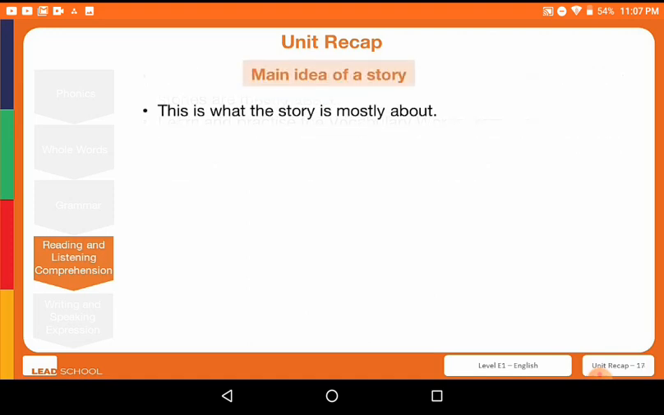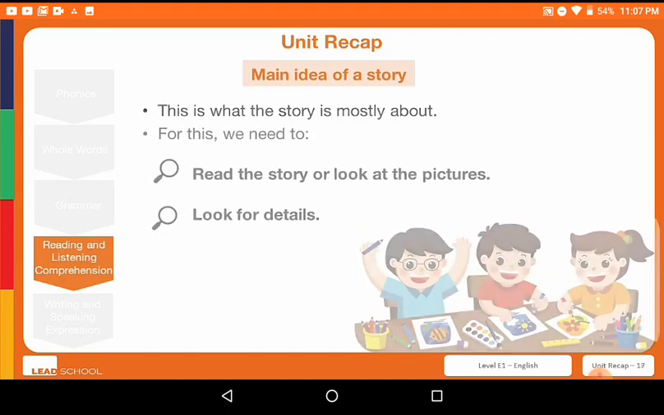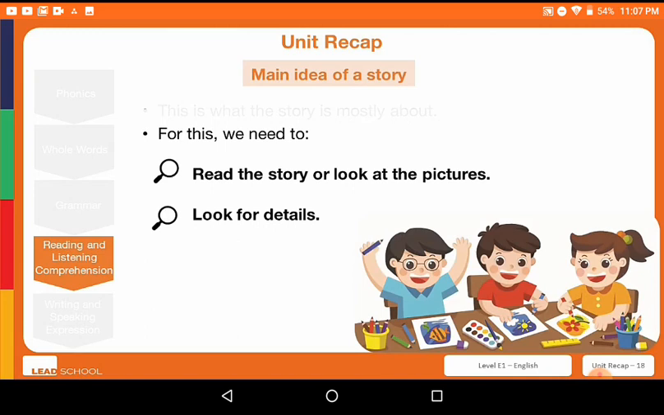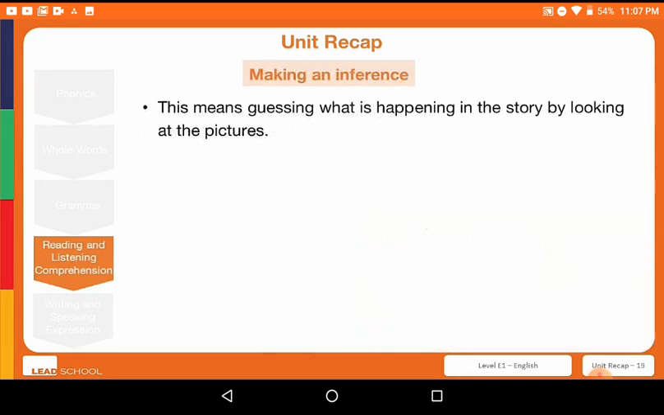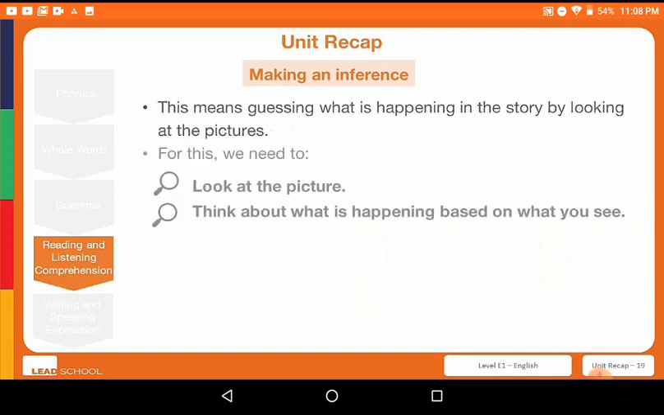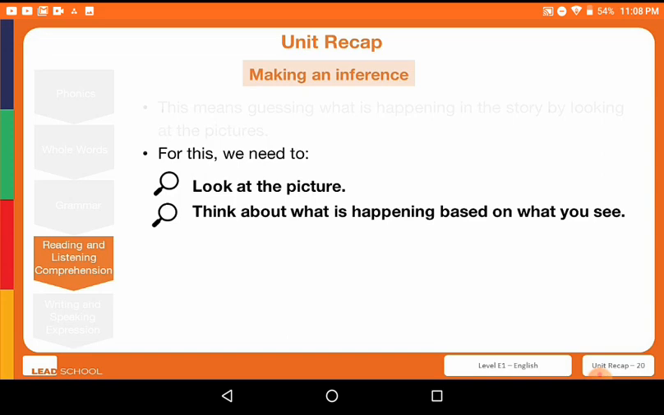The main idea of a story is what the story is mostly about. We read the story carefully or look at the pictures first, then we look for details. The second concept we learned was making an inference. This means to guess what is happening in the story by looking at the pictures. We can do this by looking at the picture and thinking about what is happening based on what we see.